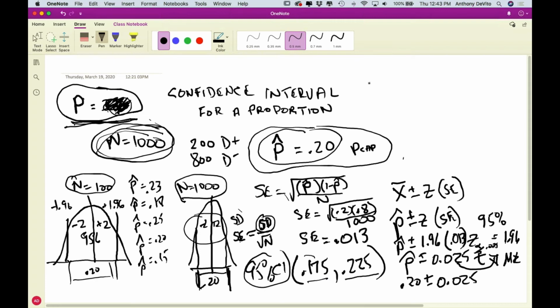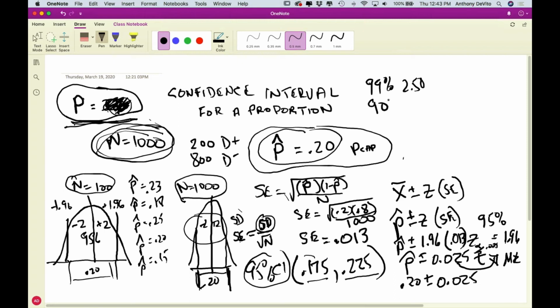Had I wanted to know it with 99% certainty, instead of 1.96, I would have used 2.58. And if I used 2.58 in there, what would have happened? 2.58 times 0.013 is going to be a bigger number. So our margin of error is bigger. So we're going to have a smaller number here, a bigger number here. It's going to be a wider range, hence the higher level of confidence.